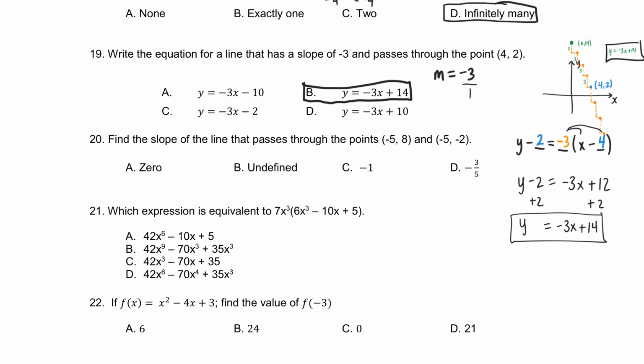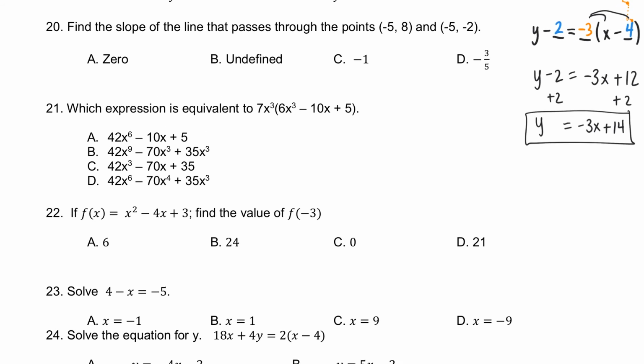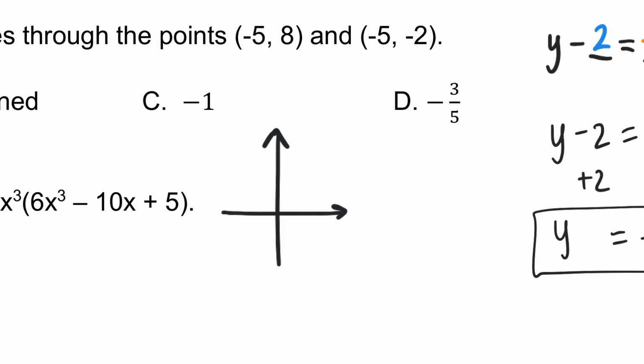All right. Find the slope of the line that passes through the points (-5, 8) and (-5, -2). Again, I would use the graph paper on this. It's kind of hard for me to envision slope if I can't visualize the points. So they're saying (-5, 8). So let's go, (-5, 8) is roughly up here. So (-5, 8), and that's that point.